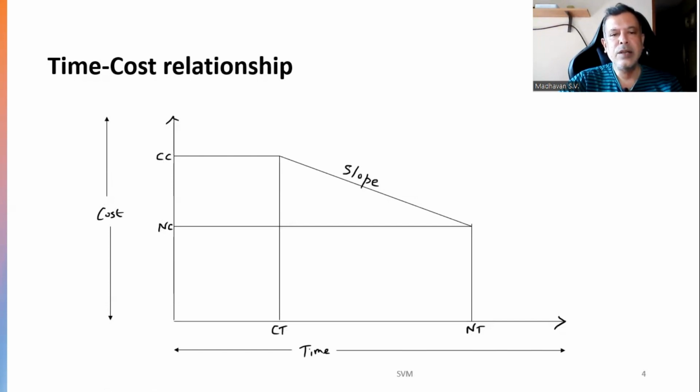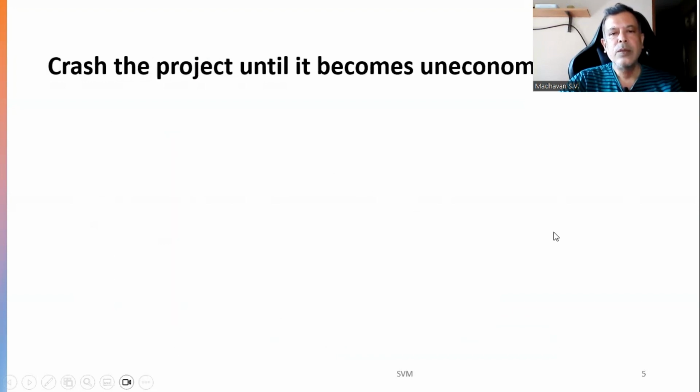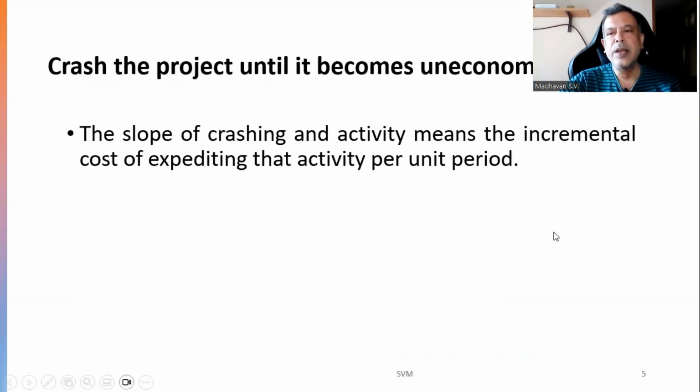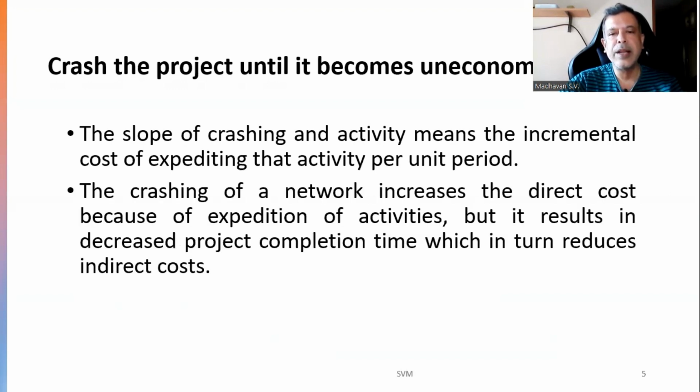The change in cost over change in time is called the slope. So here the slope is calculated as crash cost minus normal cost divided by normal time minus crash time. You crash the project until it becomes uneconomical. The slope of crashing an activity means the incremental cost of expediting that activity per unit period.